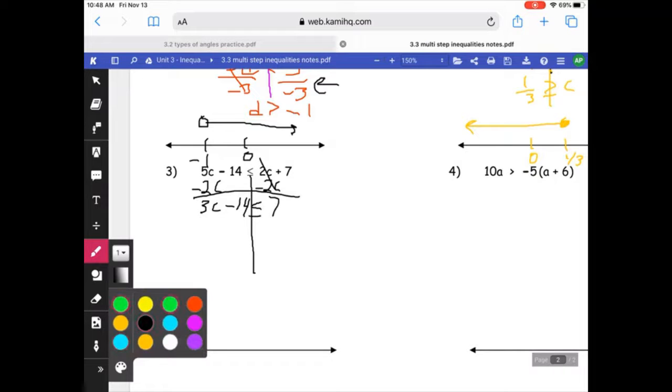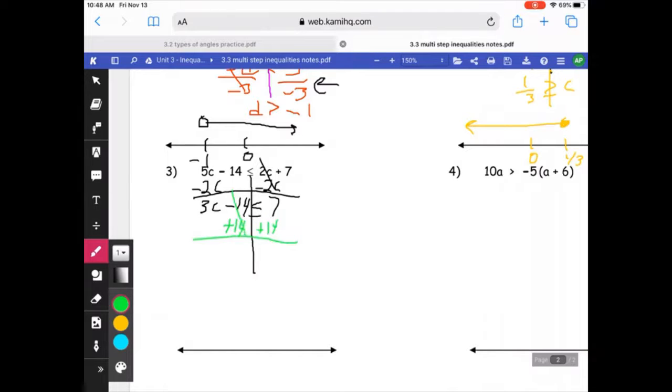We're going to add 14 to both sides. On the left, my 14s are going to cancel. We're going to be left with 3c is less than or equal to 21. And then after I divide both sides by positive 3, I'm going to get c is less than or equal to 7. I don't flip the inequality symbol because we're dividing by a positive number.